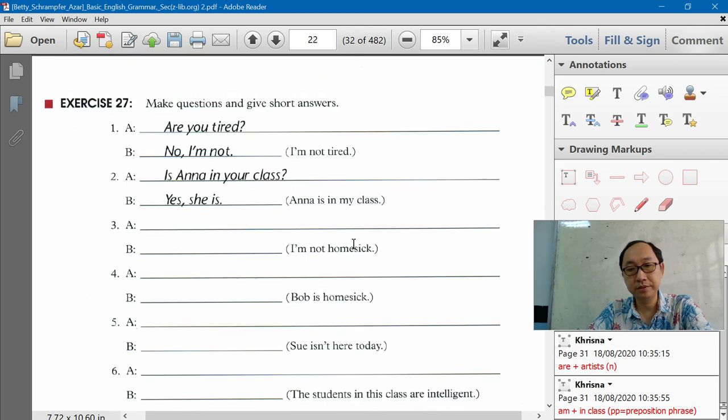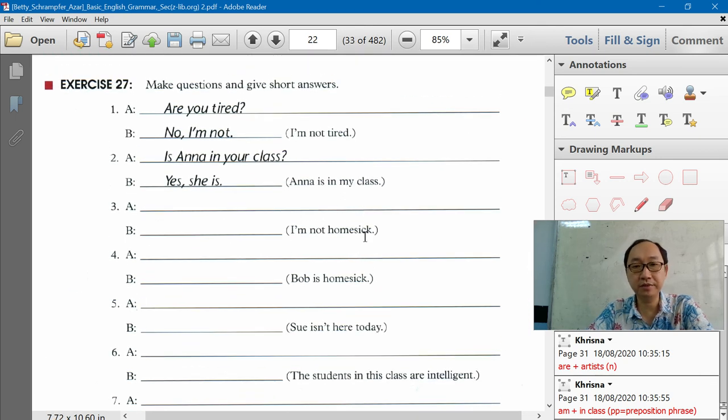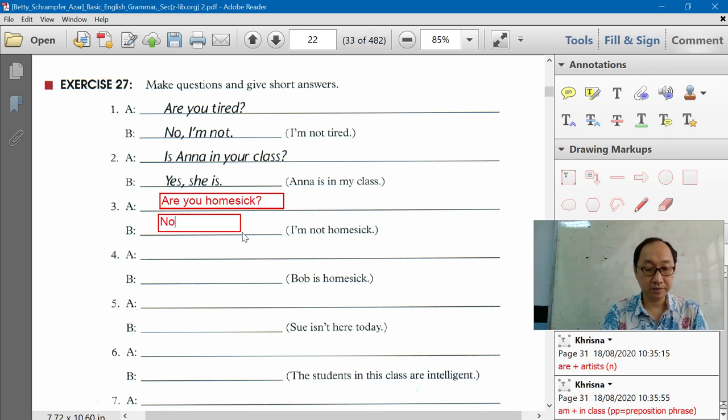For yes, no questions, we make questions and give short answers. We have an answer and we are supposed to make the question. The answer is I'm not homesick. The question is, are you homesick? The answer is no, I'm not. Okay, let's stop.